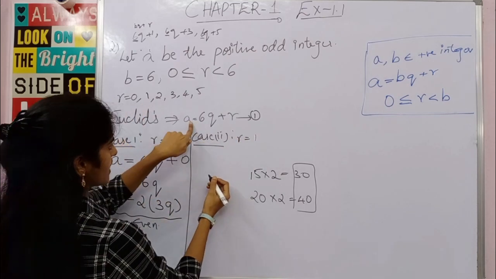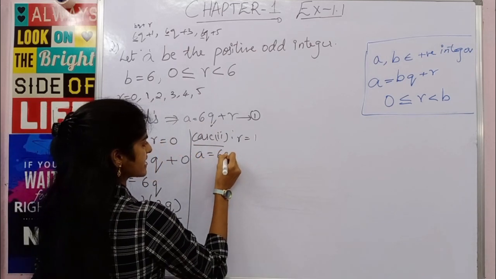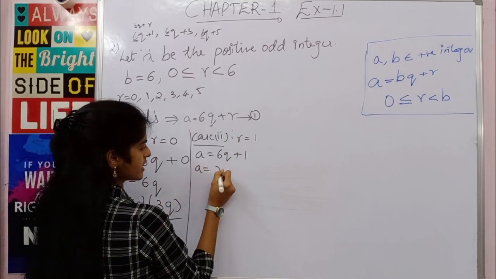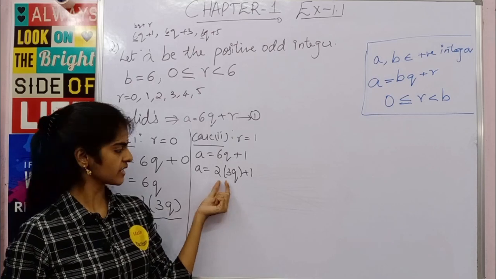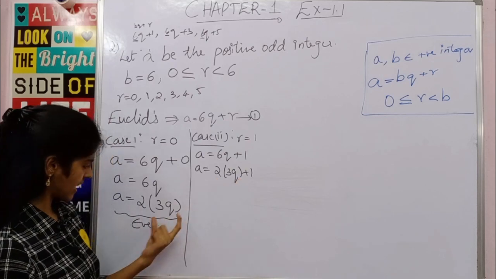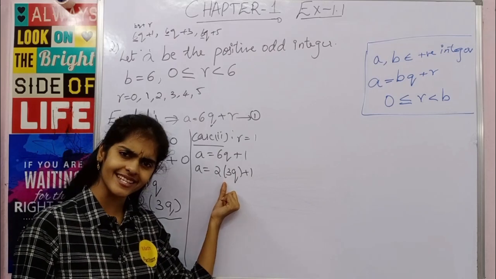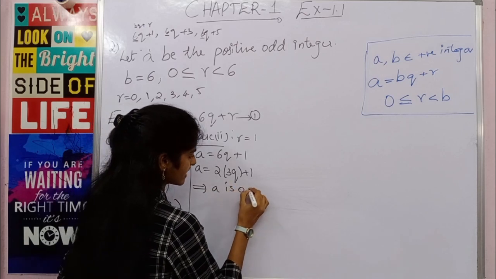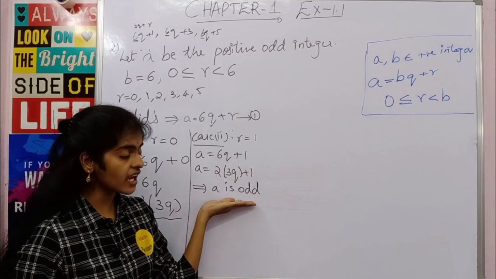When r equals 1, this equation will become a is equal to 6q plus r, where r is 1. So I can write a is equal to 2 into 3q plus 1, writing 6 as 2 into 3. Here 2 into 3q is an even number, as you have seen. If you add 1 to any even number, what do you get? You will get an odd number. So this implies a is odd. In this case you are getting a is odd, because you are adding 1 to an even number.